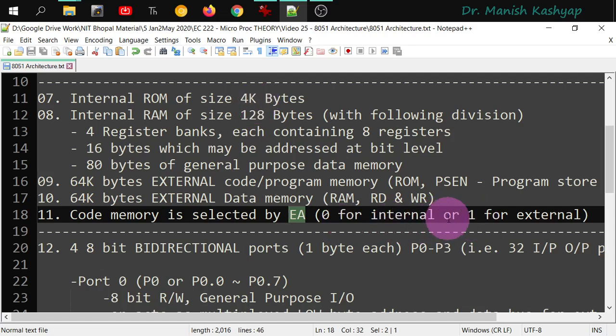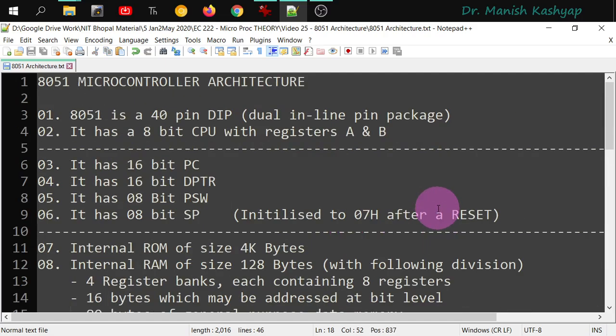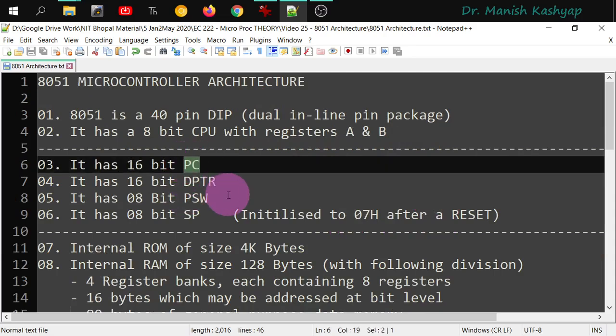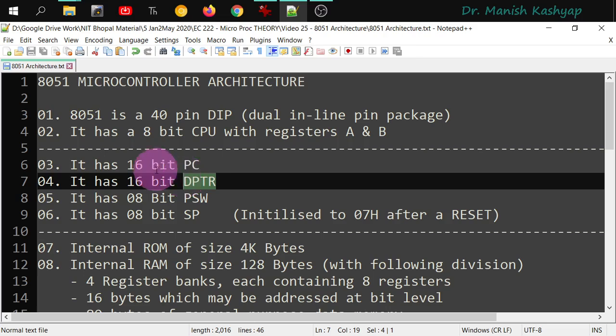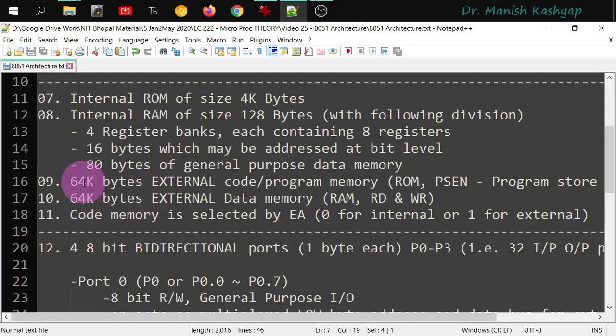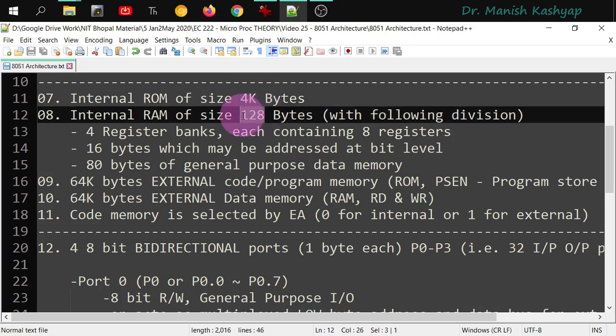So that's what I was saying when I was mentioning the size of the program counter and data pointer. It seems that since they are of 16 bits, at max they can go for 64 kilobyte locations, but here it is not the case. You can see that externally interfaced memories, whether they are ROM or RAM, can be of 64 kilobytes, and the internal fabricated memories are already 4K and 128 bytes.